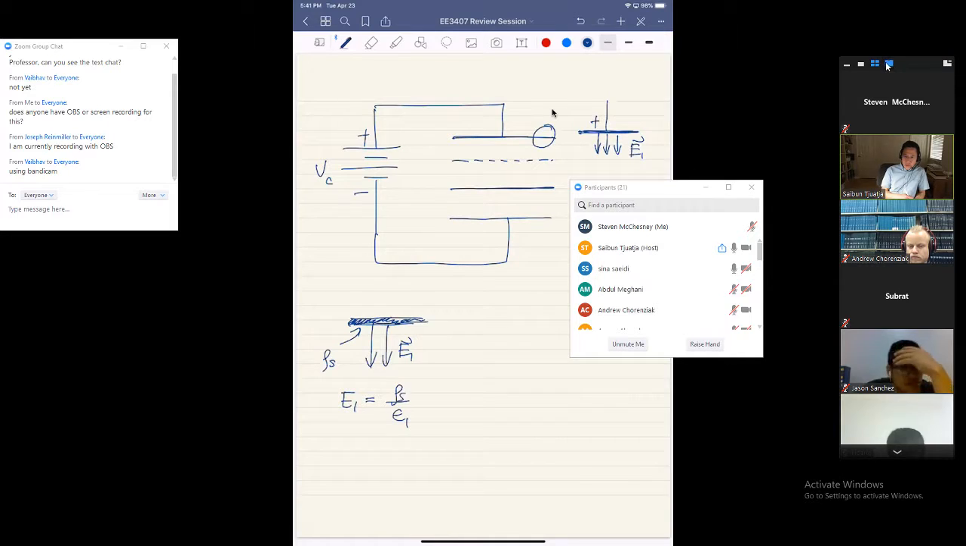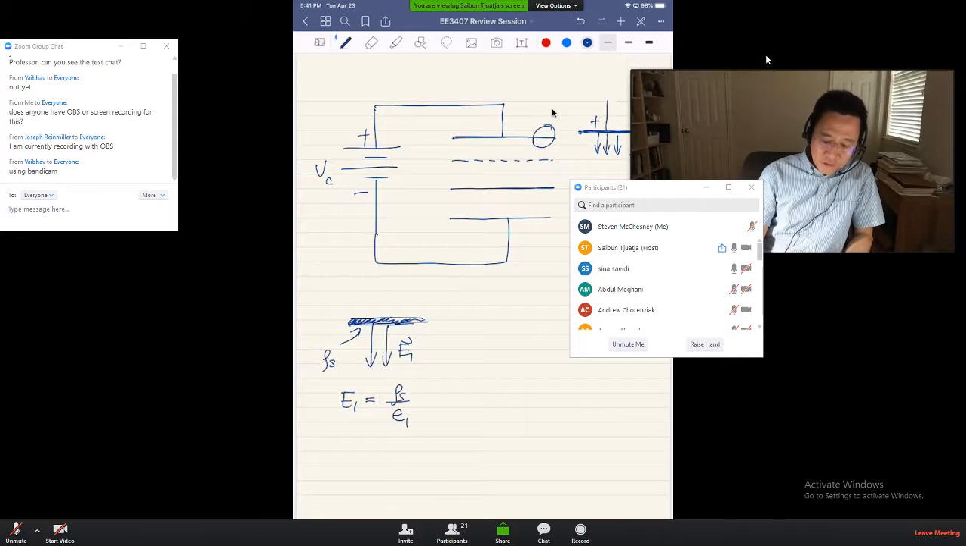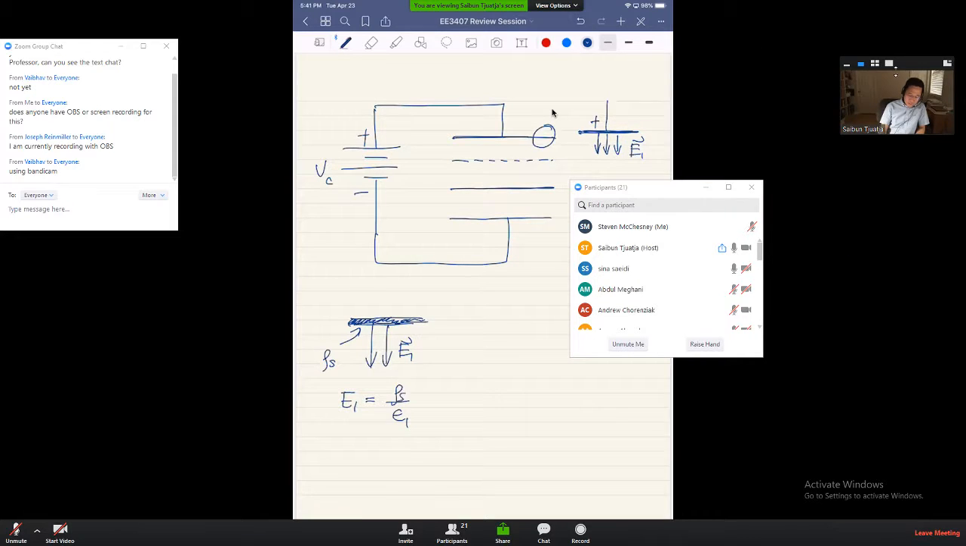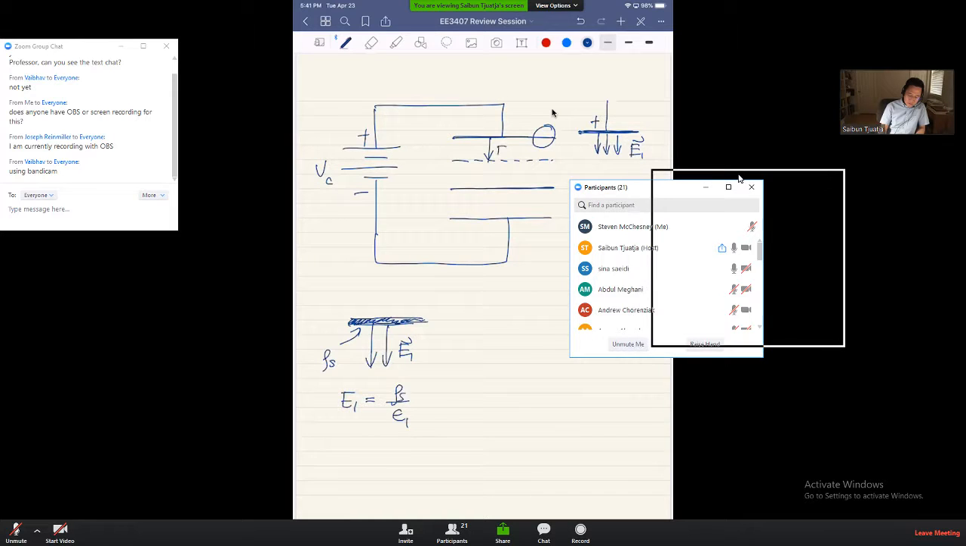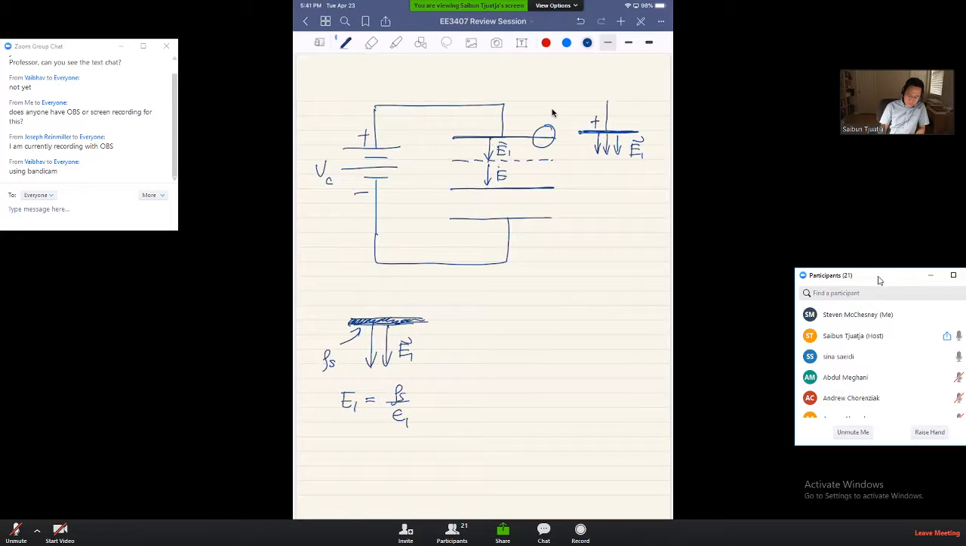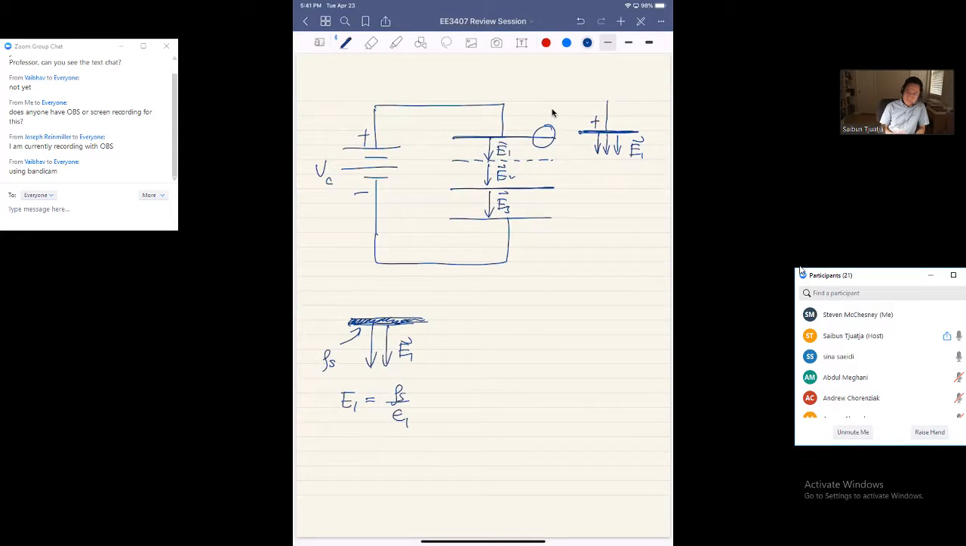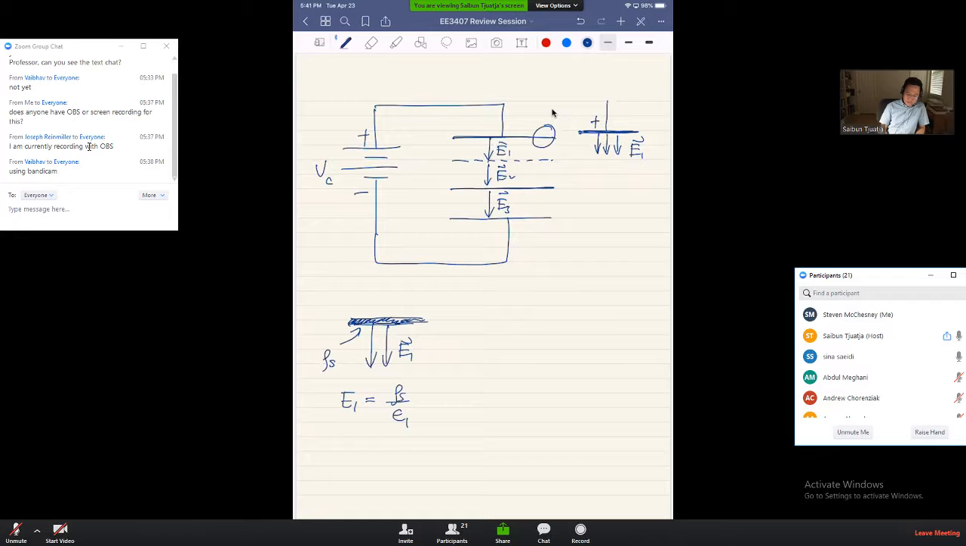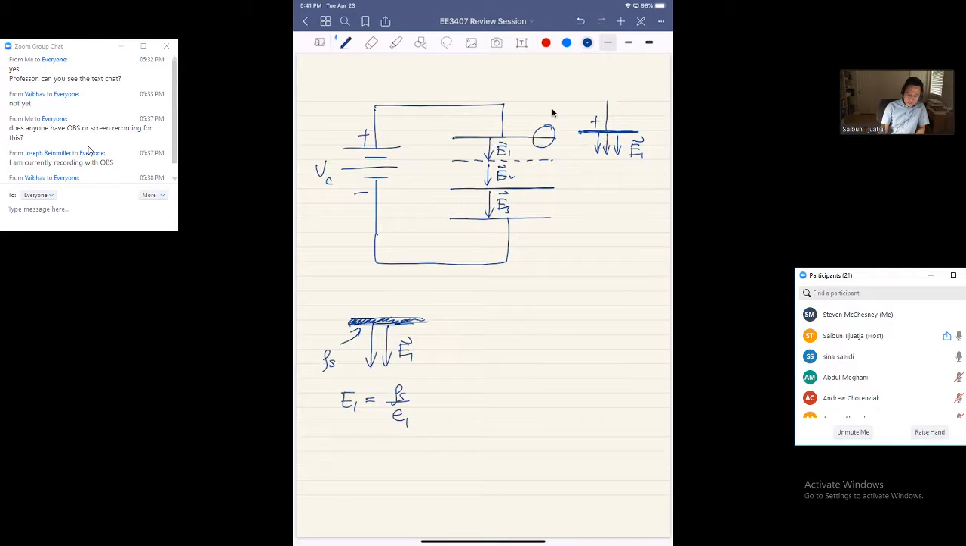So now in this region I have E1. The E1 will go from here to here. This is my E1. In the second region, I have E2, and in the third region, I have E3, right? So at this boundary, I have this E1 equal to whatever charge density that I have over here. So whatever I have, this is the charge density, right?